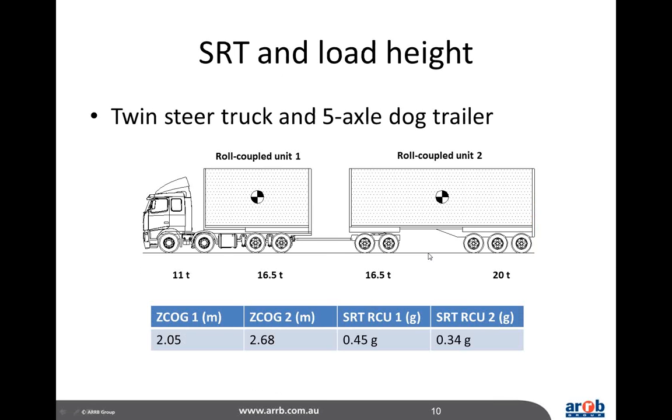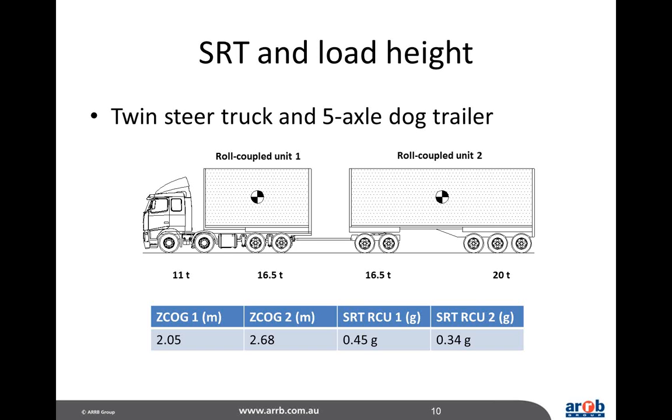I mentioned before that load heights were an important design consideration, and I'll just illustrate how load heights apply to static roll threshold. The biggest single influence on static roll threshold is the height of the vehicle, or more correctly, the height of its centre of gravity. I've got a drawing here of a popular vehicle combination, which is a 4-axle truck and a 5-axle trailer. The two load spaces have identical centres of gravity, so the height of the load space is effectively the same, or the centre of the mass of the load space.